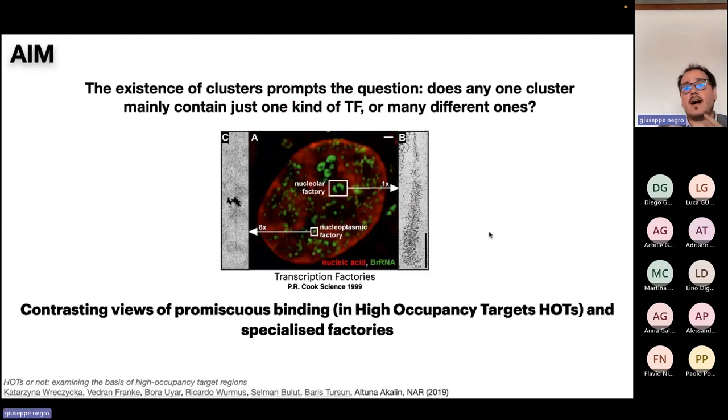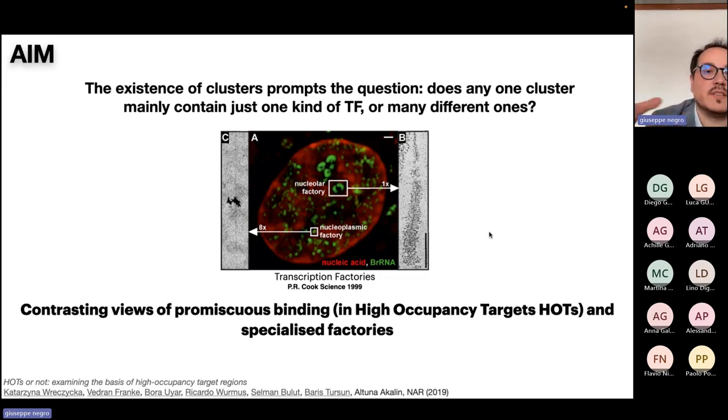In fact, what I told you at the beginning was only part of the story. First of all, the existence of these clusters prompts the question of whether they contain only one kind of protein or many different kinds. As I said, in the case of polymerases, different polymerases form segregated clusters, but there is some experimental evidence of the existence of the so-called HOTs, high occupancy targets, regions of the genome that are highly active and where promiscuous binding is actually happening.